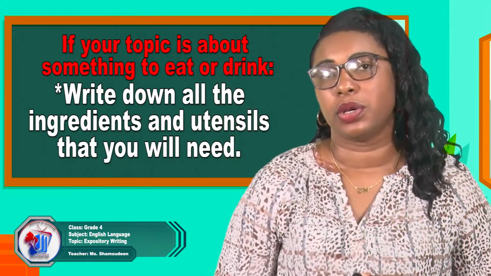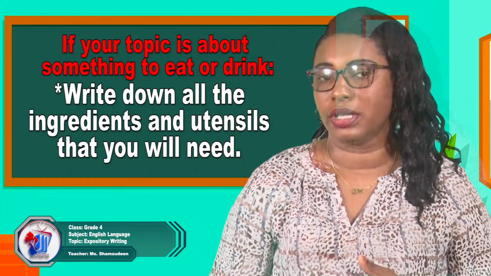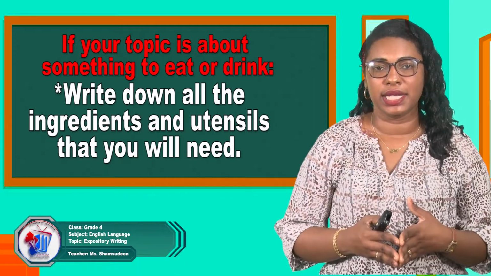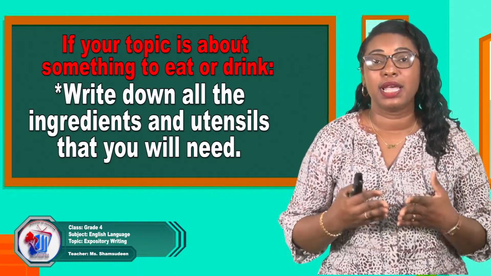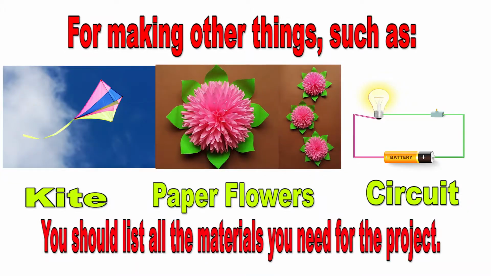If your topic is about something to eat or drink, write down all the ingredients and the utensils that you will need. For making other things, such as maybe a kite, a paper flower, or even a circuit like we discussed in one of our science lessons, you should list all the materials you would need for the project.